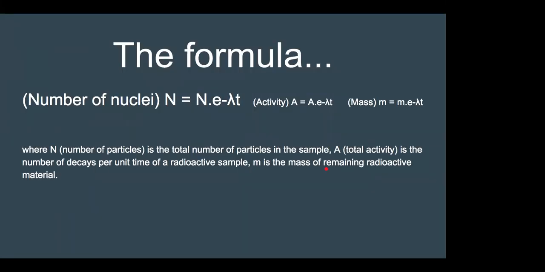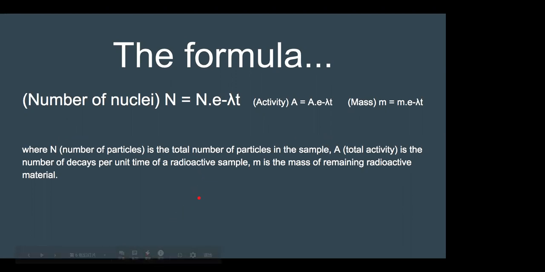And then we'll talk about the formulas. There are three different formulas, and each of them represents different things: N equals N0 times e to the minus delta t, A equals A0 times e to the minus delta t, and M equals M0 times e to the minus delta t. Here N is the total number of particles in the sample, A represents the number of decays per unit time of a radioactive sample, and M is the mass of remaining radioactive material.